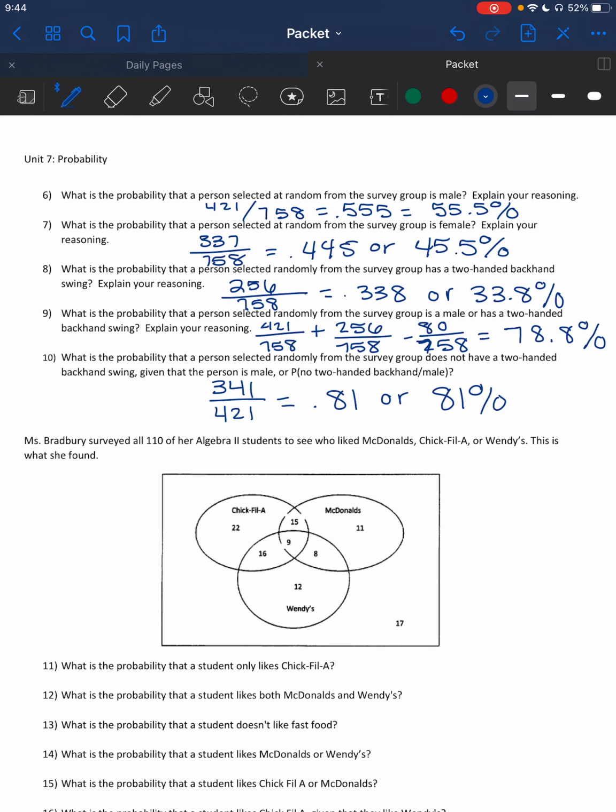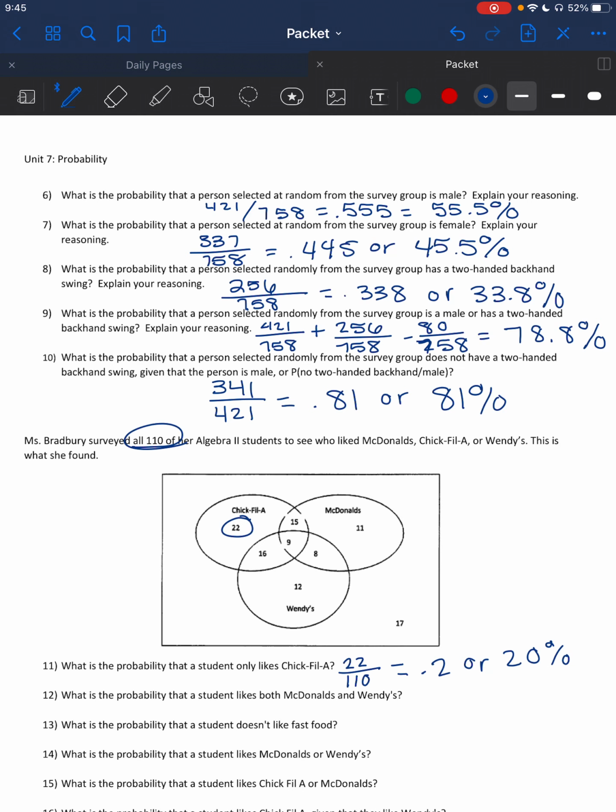Okay, Miss Bradbury surveyed 110 of her Algebra 2 students to figure out who liked Chick-fil-A, McDonald's, and Wendy's. Probability that a student only likes Chick-fil-A. So I'm going to look at 22 out of 110. Where did I get 110? It tells us she surveyed 110 students. So that is going to give me 0.2 or 20%.